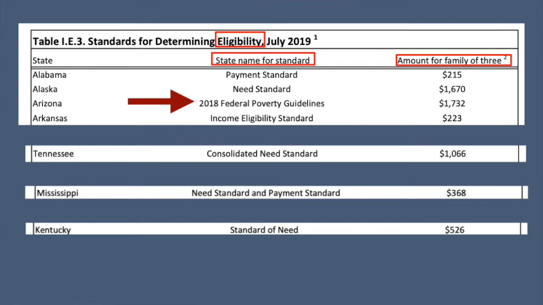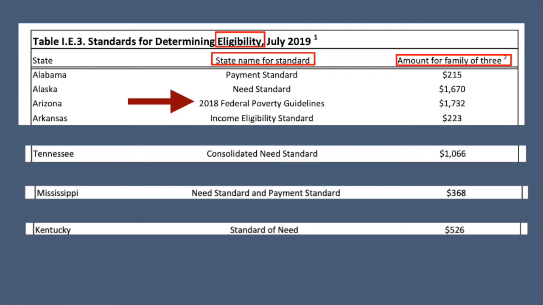You'll notice Arizona, that's the one I've put the arrow next to here, actually uses the federal poverty guideline to judge how they're determining eligibility for a family of three. That's the name of the standard they use there, just the federal poverty guideline. You'll notice other states have different ones. Alabama, payment standard; Alaska, need standard; and Tennessee, as we just read about in the policy, the consolidated need standard.